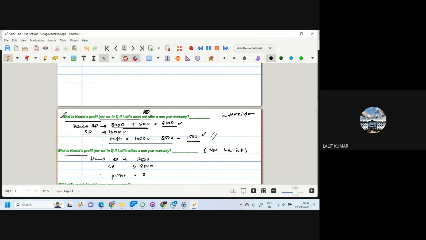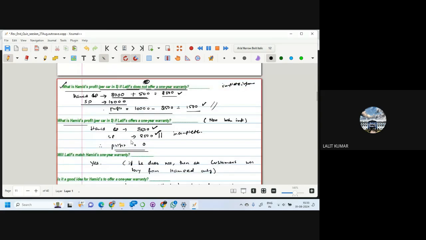What is Hamid's profit if Latif offers a 1-year warranty? So this becomes a case of incomplete information. And in this case, his cost price remains the same, 8,500. Selling price becomes 8,500 and his profit becomes 0. And the last question is, will Latif match Hamid's 1-year warranty? Yes, because if he does not offer warranty, then all the customers will go to Hamid and nobody will come to Latif.